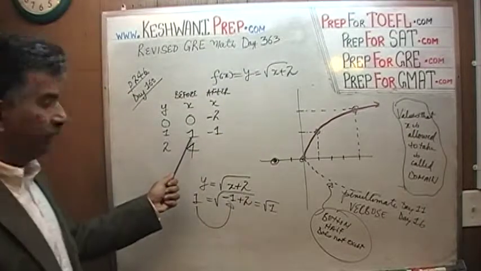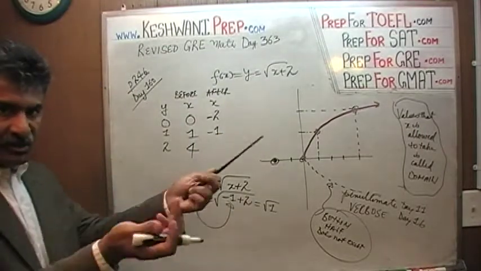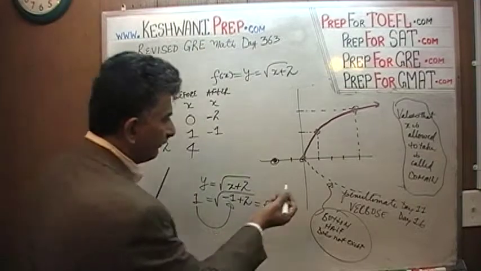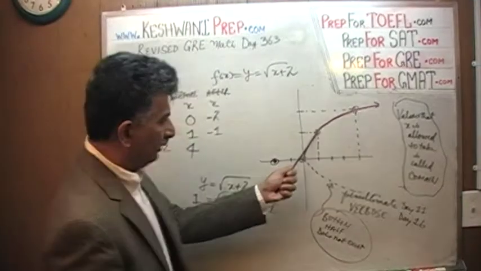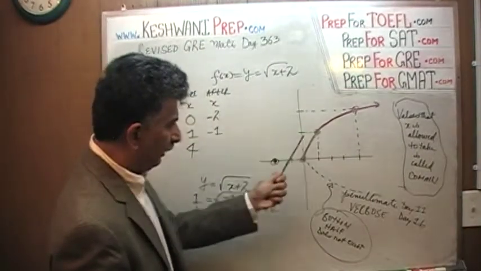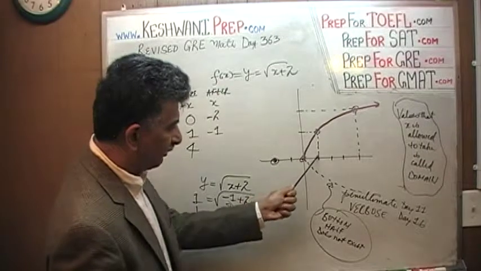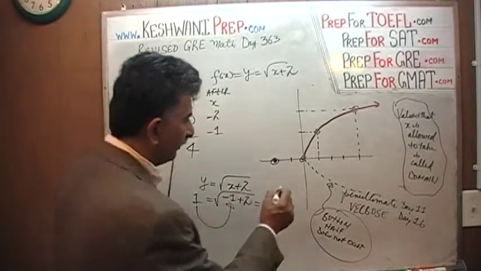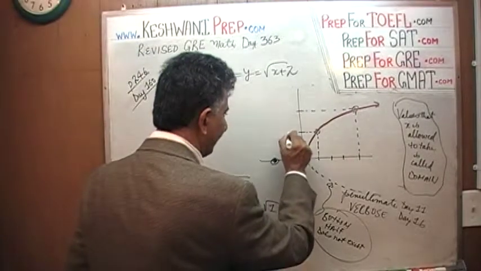You see, instead of a positive 1, it is negative 1. It's been shifted to the left by 2 units. Y is not 1 when x is 1. Y is going to be 1 when x is negative 1. Instead of being here, it's been shifted by 2 units.